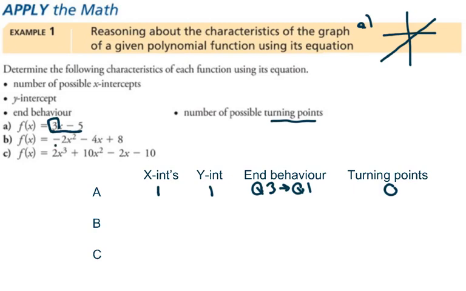B, our function is f of x equals negative 2x squared minus 4x plus 8. It's a degree 2 because of the negative 2x squared. Means we have two possible x-intercepts, a maximum of two x-intercepts. Every polynomial function will have one y-intercept.